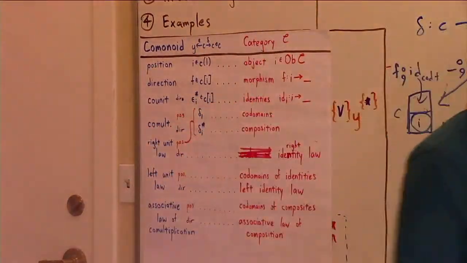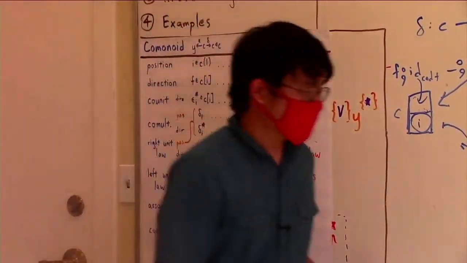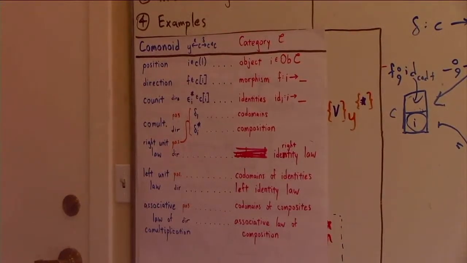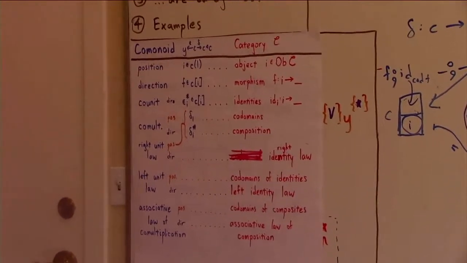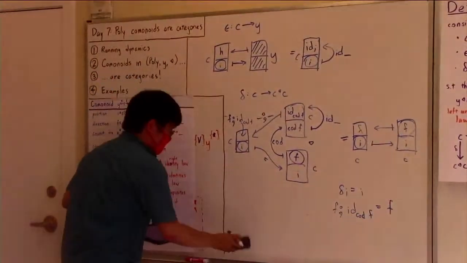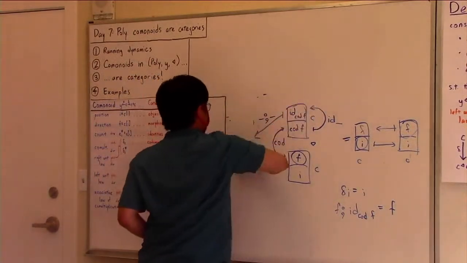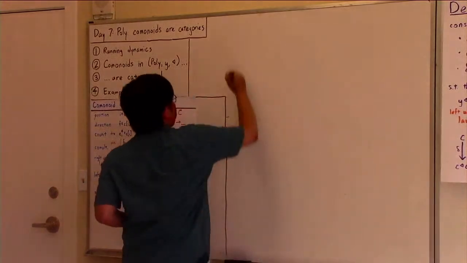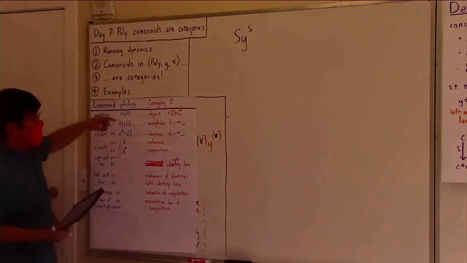Great. Okay. Let's see. I'm going to use these remaining, I think, like 3 minutes to give a couple of examples of categories viewed as these comonoids. We've already seen an example. S-Y to the S. Erase this. Already seen S-Y to the S, which, let's think about what kind of category this is.